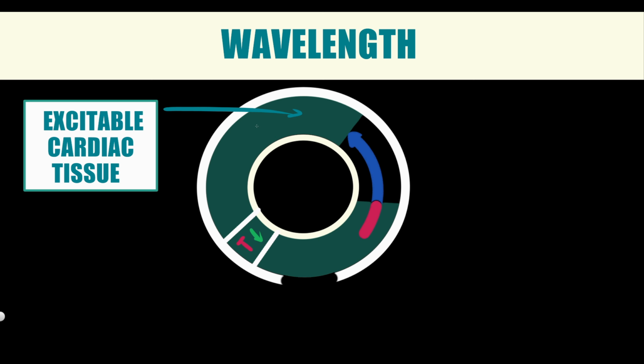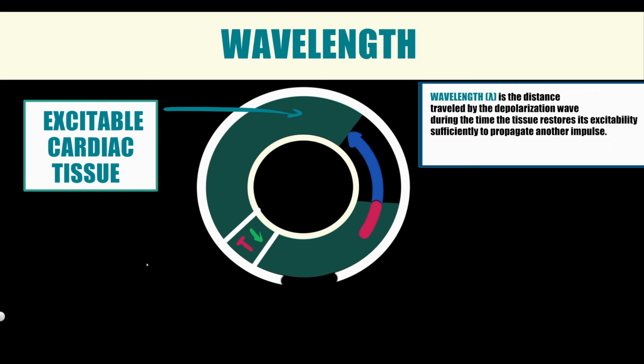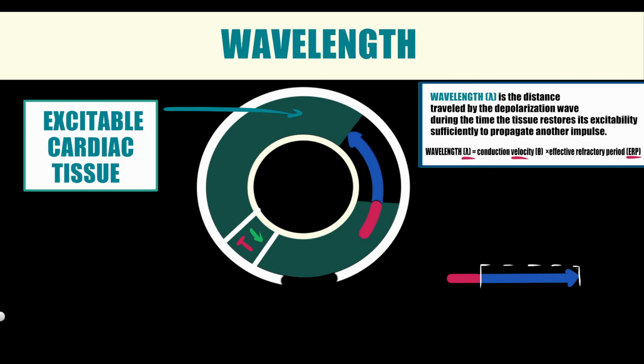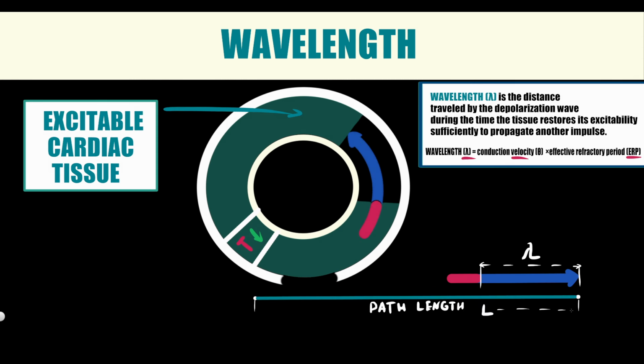For purposes of describing the mechanism of reentry, we will use the concept of wavelength of the conducted impulse. A definition of wavelength is the distance traveled by the depolarization wave during the time the tissue restores its excitability sufficiently to propagate another impulse. Thus, wavelength is equal to conduction velocity multiplied by effective refractory period. In a schematic picture, the distance from the arrowhead to the end of effective refractory period reflects wavelength. For reentry formation, wavelength always should be smaller than the path length, or L.